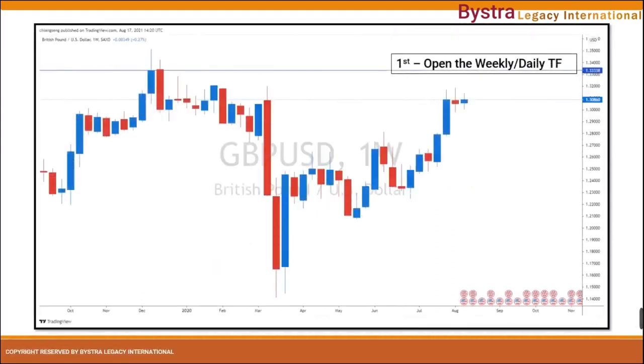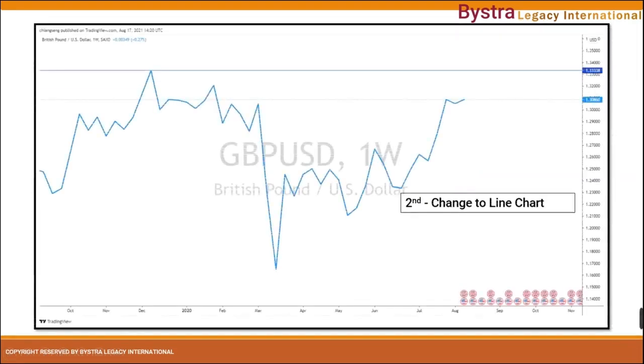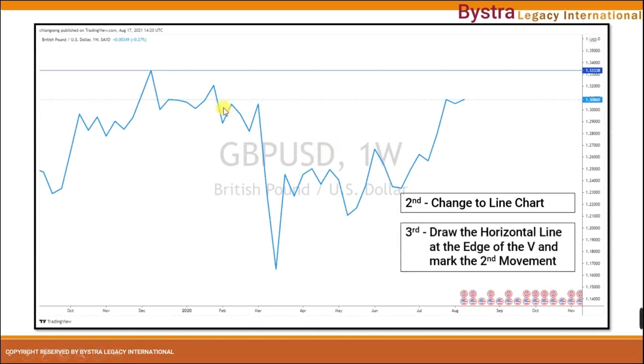So first of all, guys, as always, we open up the highest time frame, which is the monthly, weekly, or daily. In this case, we open up the weekly time frame for the pair GBPUSD. So as you can see, this will be our resistance. Secondly, we go to the line chart. So once we go to the line chart, what is the third step? We mark the horizontal line, which is this one, and mark the second movement.